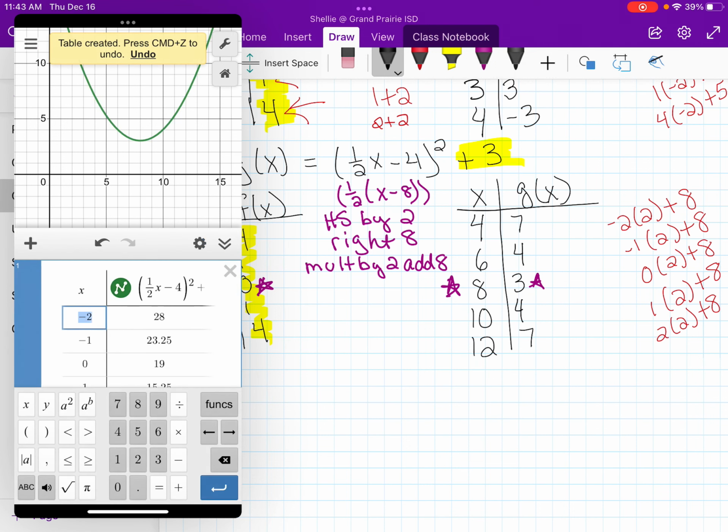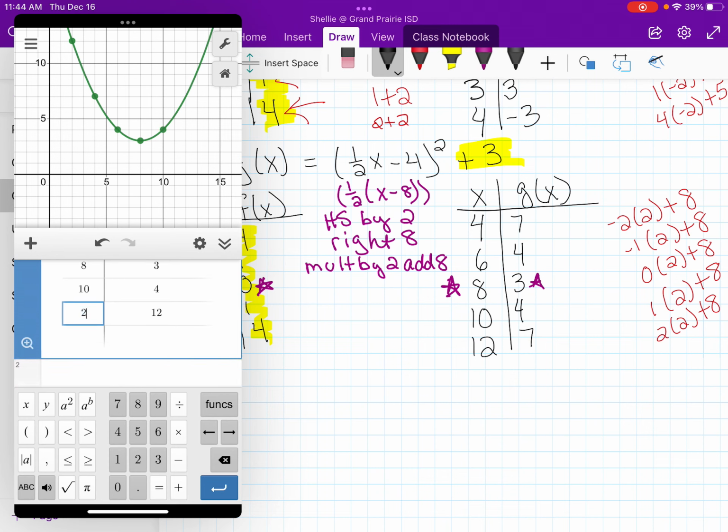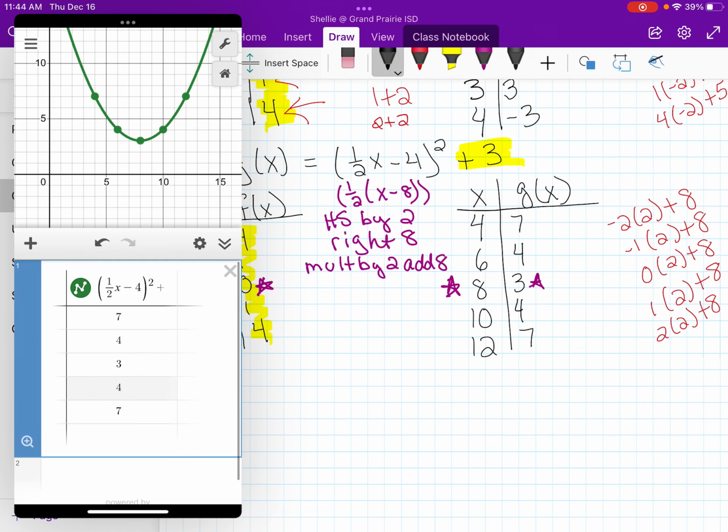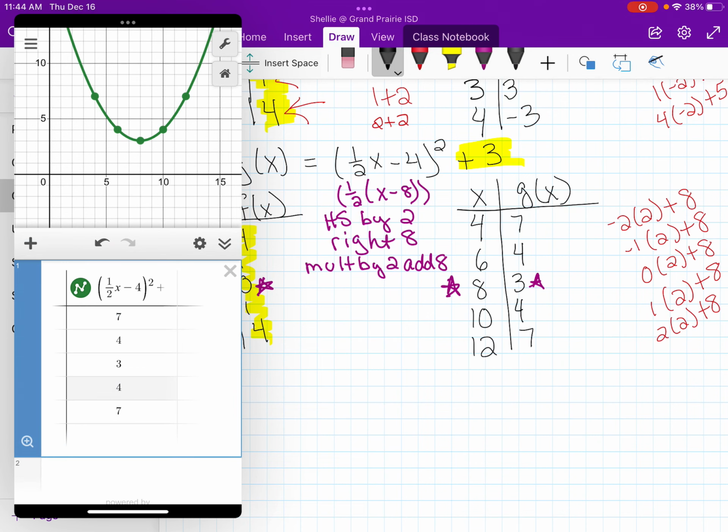If you click on the table, go ahead and choose the x values that represent what we chose in our table. And you'll see that the table does match. The table in Desmos does match the table that we have here by hand. So let's do one more.